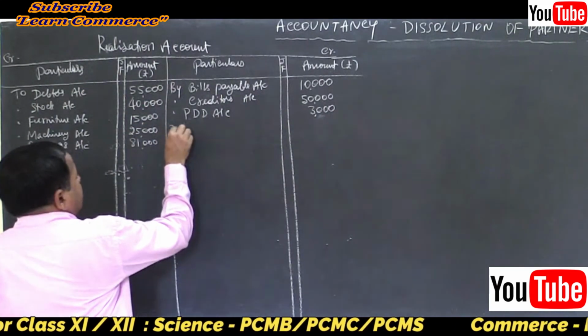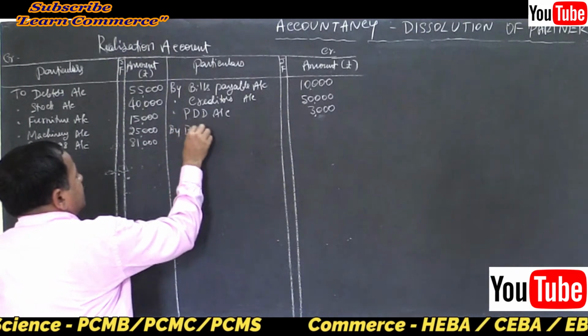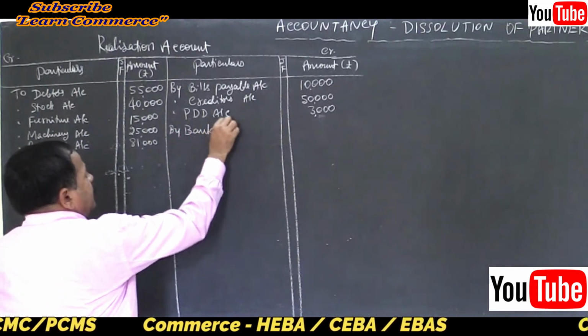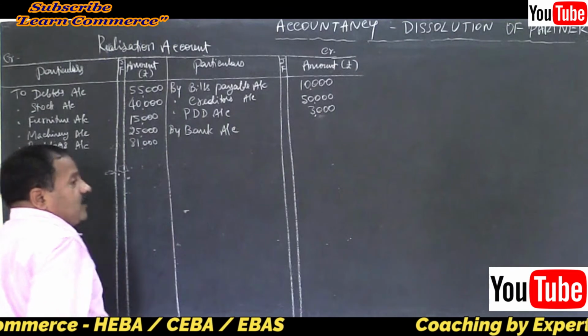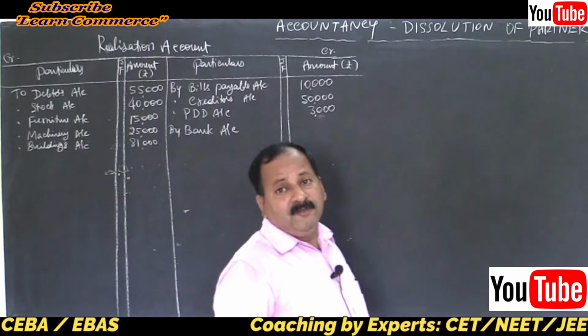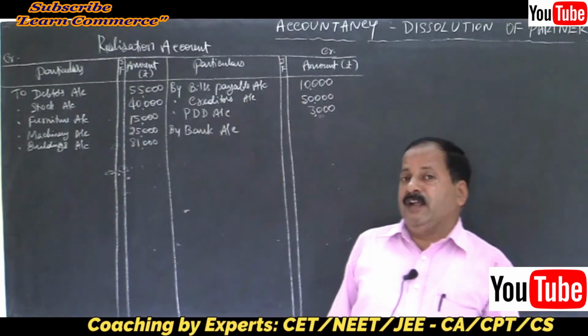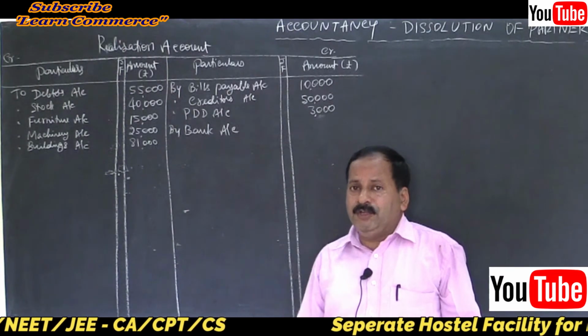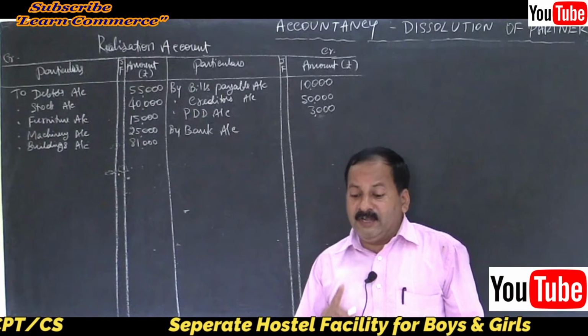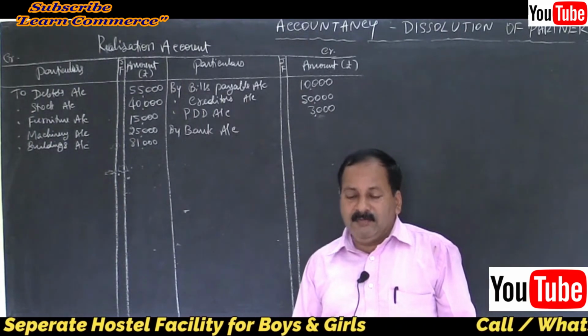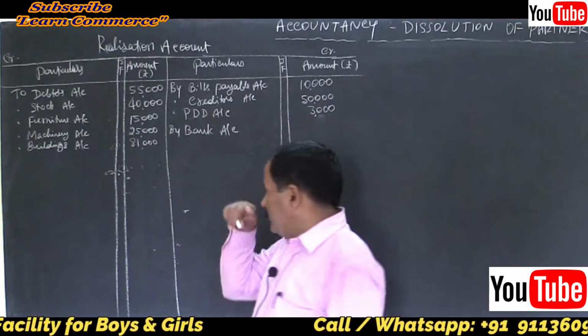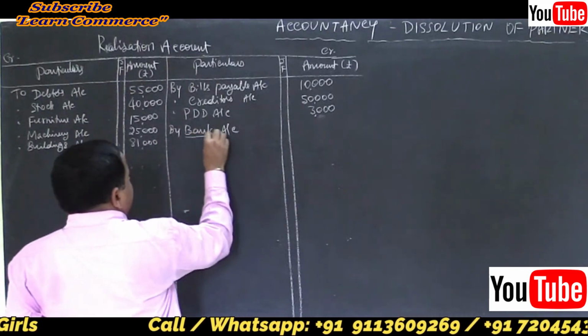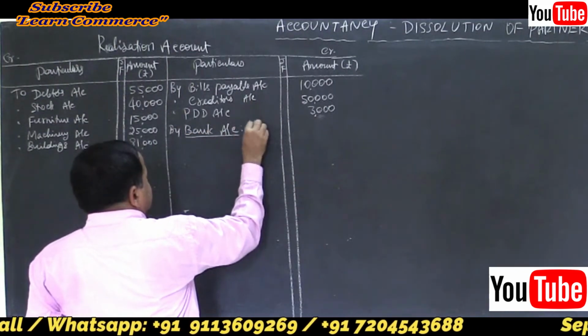So, by bank account. We cannot pass cash entry here, because cash in hand is not there in the balance sheet. So, we have to stick on to bank only. Only cash at bank is given. So, make sure you pass only bank entries. By bank account, right there under that, assets realized.